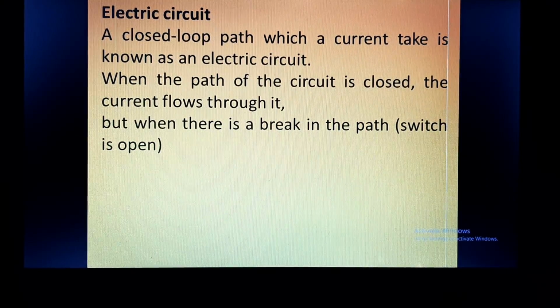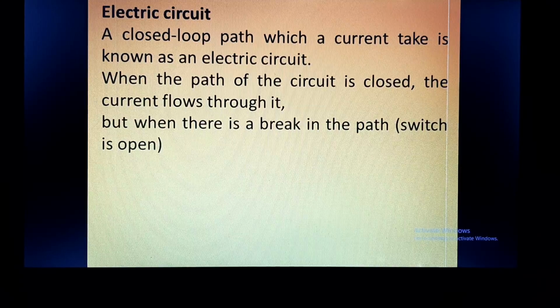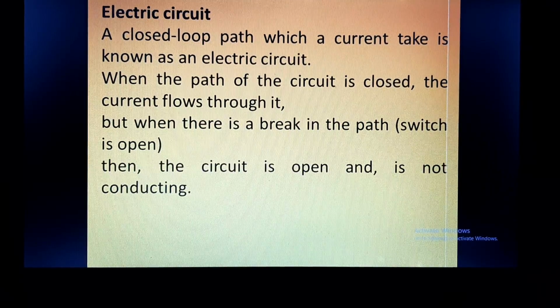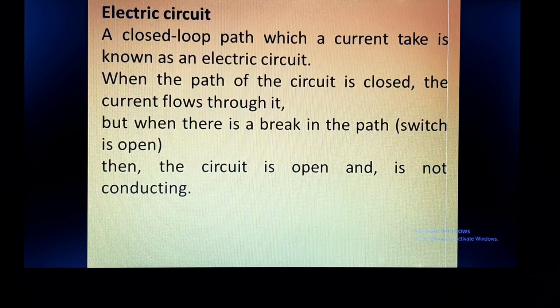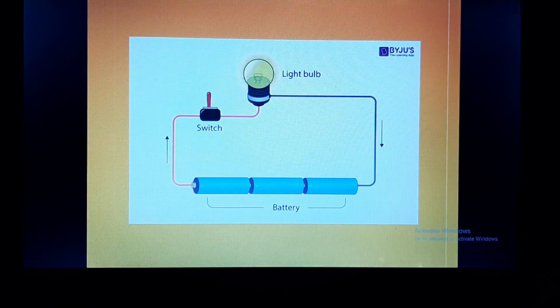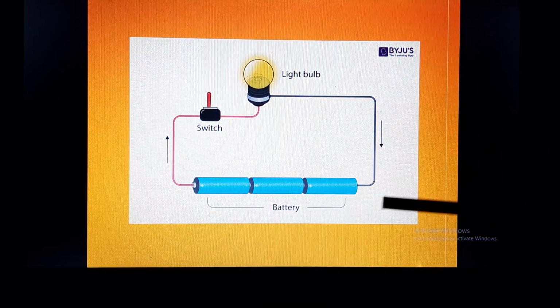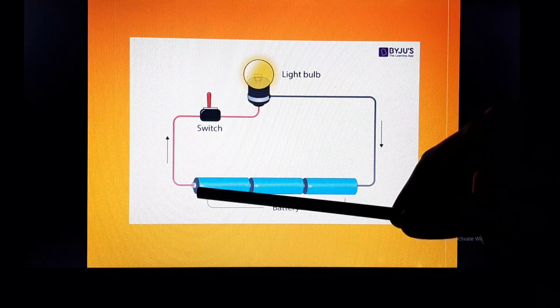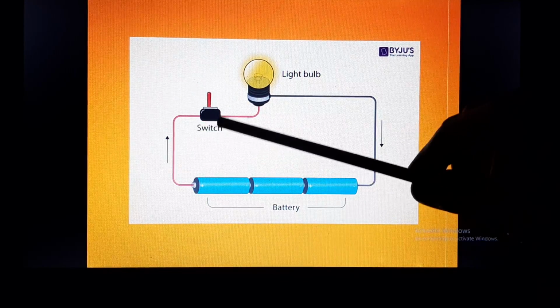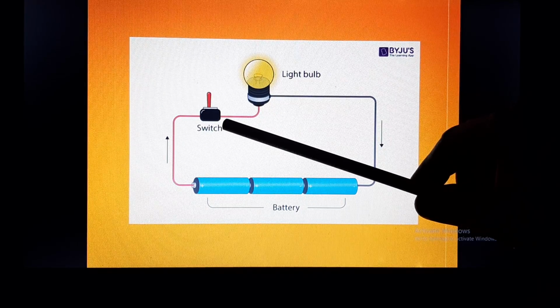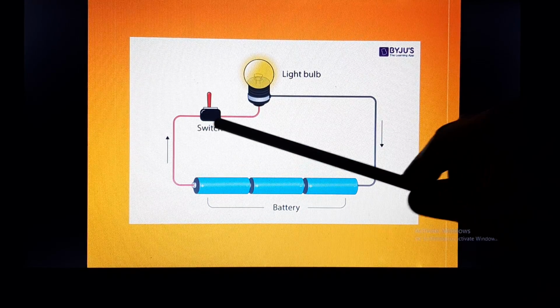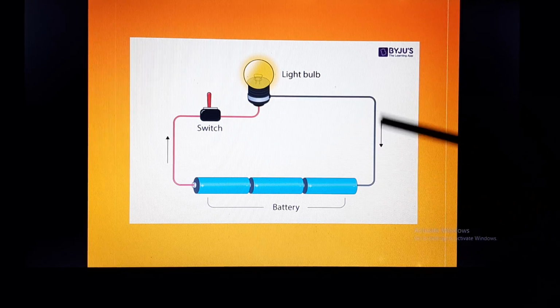This we have studied in class 7th as well in the chapter Electric Current and its Effect. In this case, the switch is off, the circuit is open, the path is broken and current cannot flow. Therefore, it is not conducting. Here you can see this is a circuit. This has a battery, this is the positive terminal, and this is the negative terminal. The current is flowing from the positive terminal. This is the switch. Now the switch is on, so the circuit is closed and the bulb is glowing.